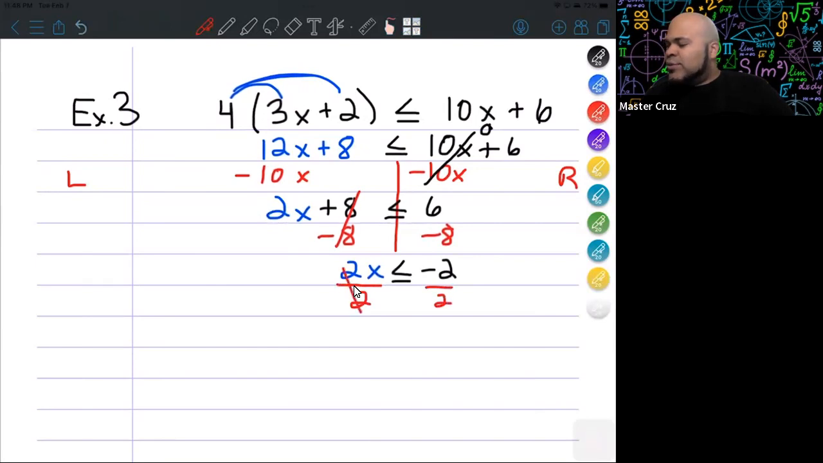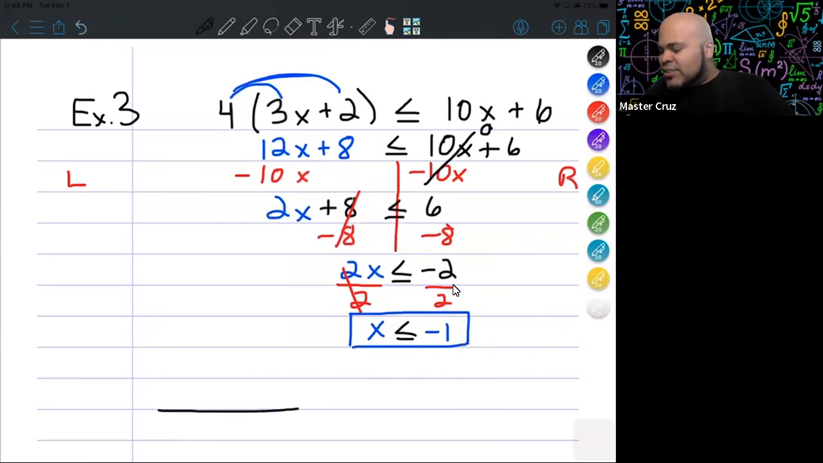This cancels, and x. So do I flip the inequality symbol? Well, did I just divide by a negative number? No, I did not. So because I didn't, I'm going to leave that symbol alone. And then negative 2 divided by 2 is negative 1. So x is less than or equal to negative 1.